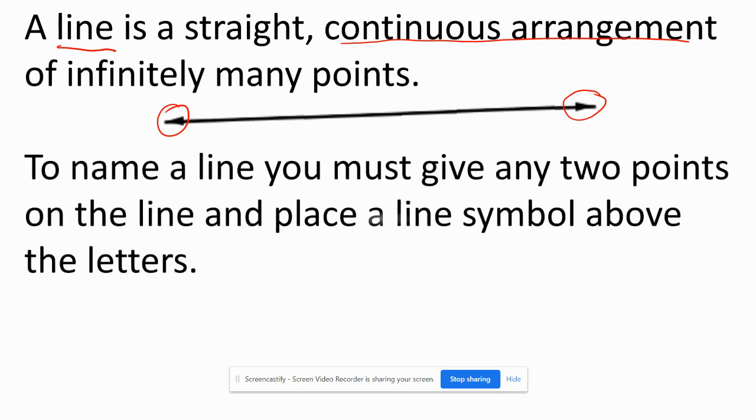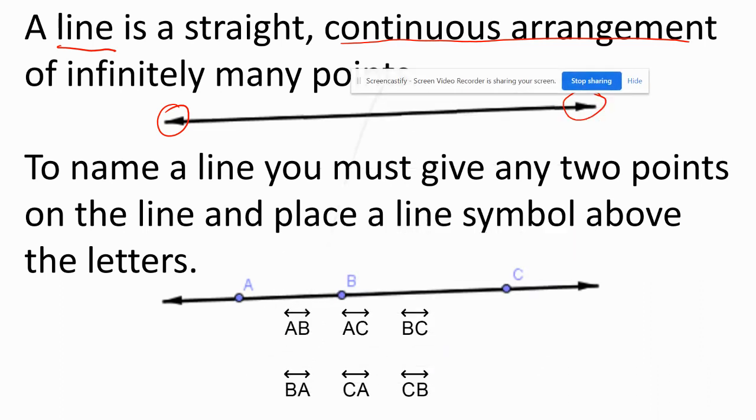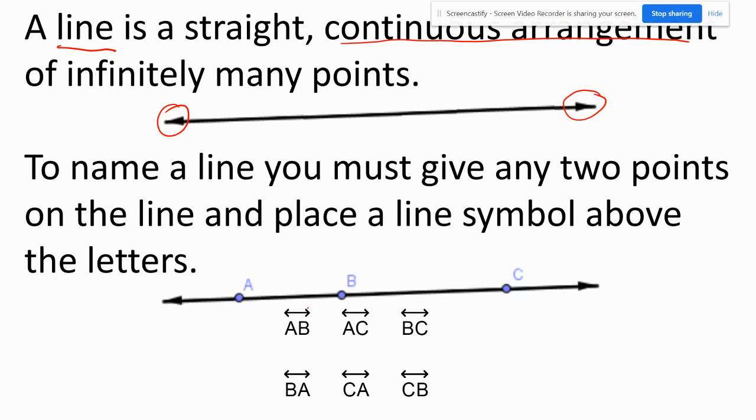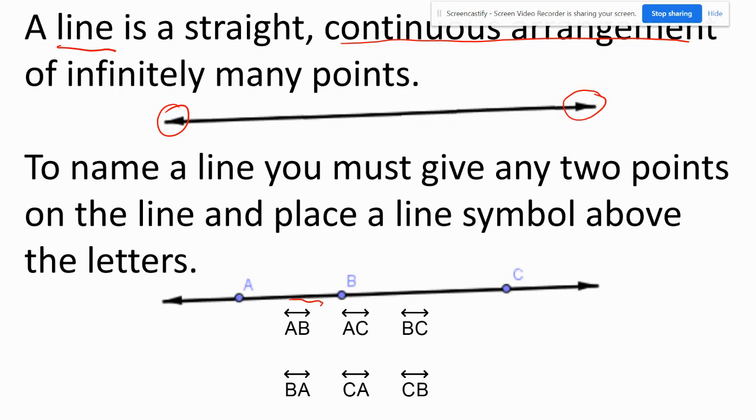Now, the way we're going to name a line, you must give any 2 points on the line. There could be more than two. I'm just asking any 2 points on the line and place a line symbol above the letters. An example, let me give you guys a line. Notice how there's more than 2 points. I labeled 3 points in this case, and I'm asking for the name of the line. The way we're going to name it, I can go line AB. I just chose 2 points. And notice I did a line symbol on top. Notice I have my arrows on each end. It goes on forever on each side.